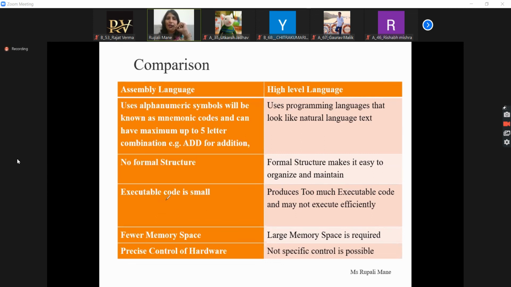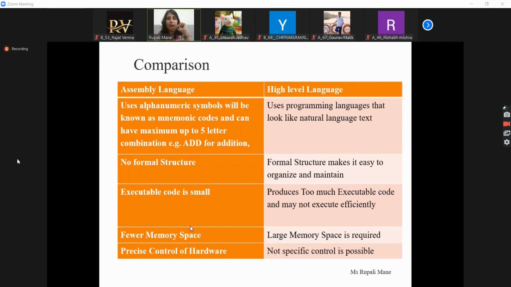Then executable code is small in assembly, whereas high level language produces too much executable code and may not execute efficiently. इसका जो size है, इसका space है, वो क्या है, it requires fewer memory space compared with high level language. In high level language, large memory space is required and precise control of hardware is not possible. Okay, so these are some of the advantages and disadvantages of assembly language and high level language.